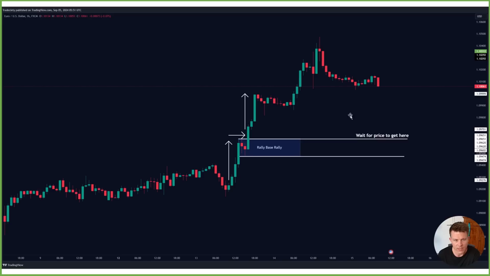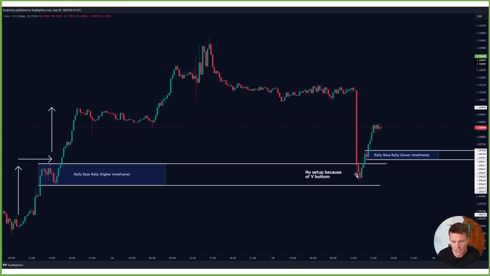Another example, again starting on a higher time frame. Here we have a rally-based rally pattern. We're coming from a rally. The market has 2 very small inside candles and then an explosive breakaway sequence, 3 candles shooting higher very, very strongly. So we draw our zone and then we wait for the price to get here again.